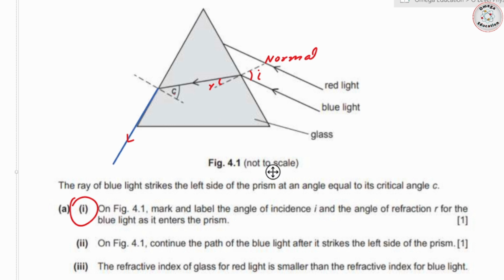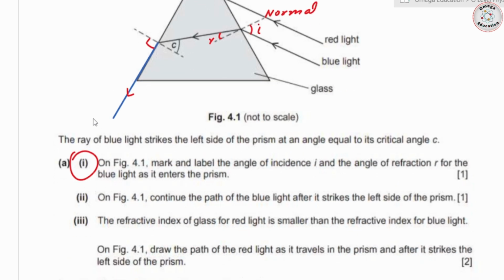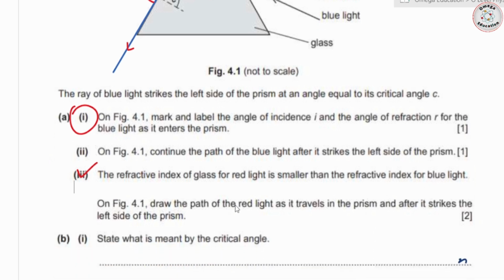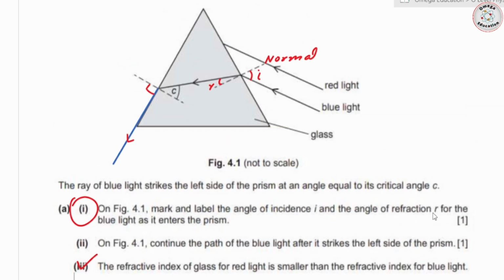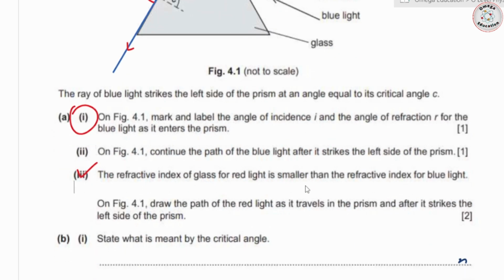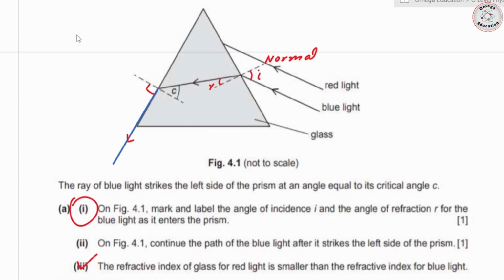Alright, because this angle equals the critical angle, it'll not be moving in this direction or any other way. It'll be perpendicular to normal or parallel to the surface. Anyway, the refractive index of the glass for red light is smaller than the refractive index for blue light. Okay, continue the path of the red light as it travels in the prism and after it strikes the left side of the prism. Now since the refractive index for the red light is smaller, there would be less bending for the red light. So you can show it like this.